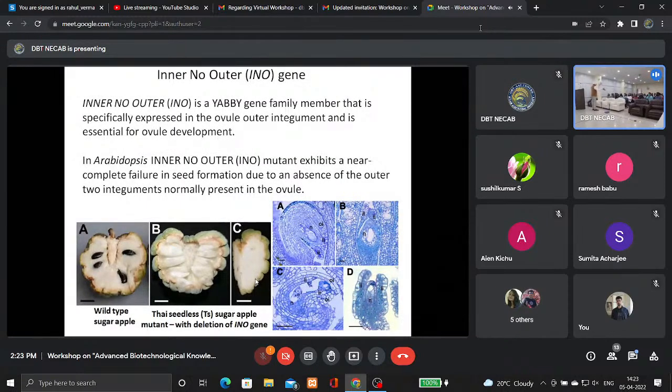These are two wild type bananas. Since the Musa acuminata genome was available, when I searched for this inner no outer gene in Musa acuminata, we found that it is present in chromosome number 5.